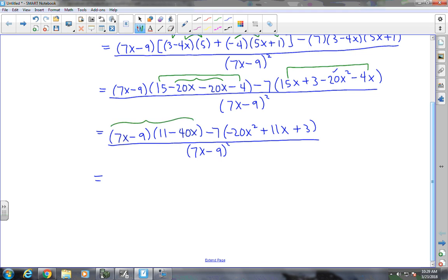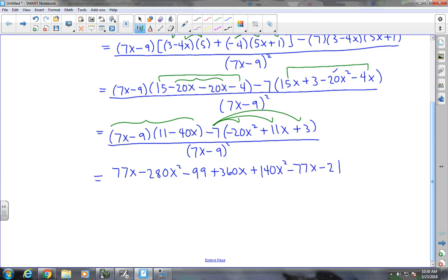We have 7x times 11, which is 77x. Outside terms, we have 7x times negative 40x. That's going to give us negative 280x squared. Inside terms, minus 9 times 11 is minus 99. And last, we get plus 360x. Next, let's distribute the negative 7 into this set of parentheses. That's going to give us plus 140x squared minus 77x minus 21.